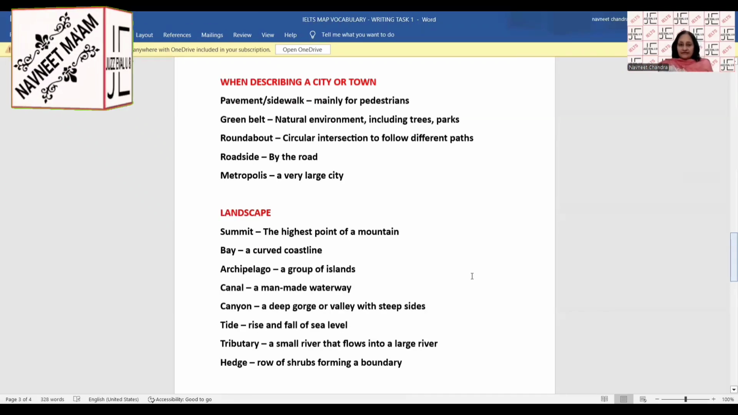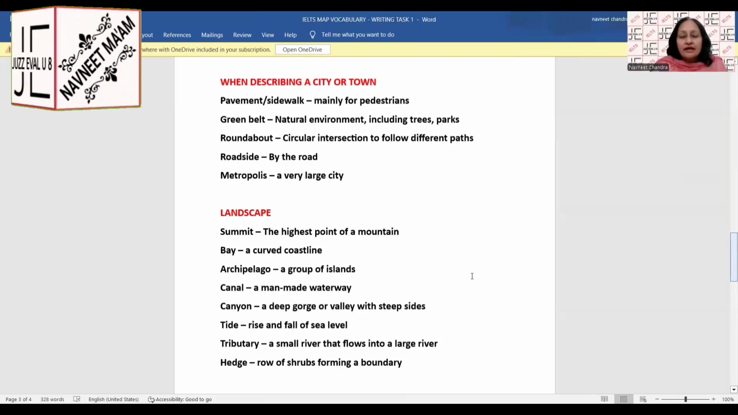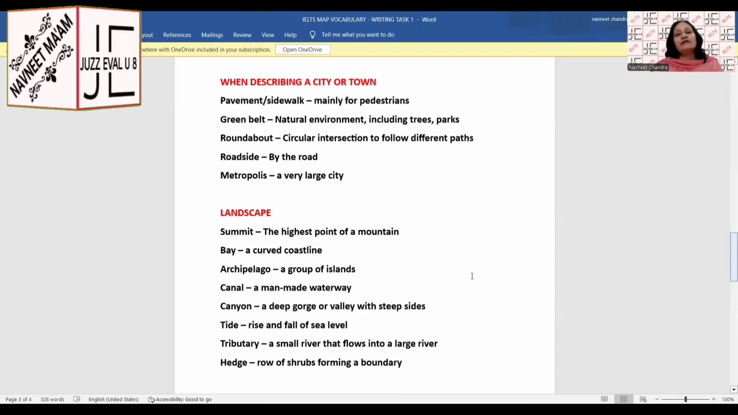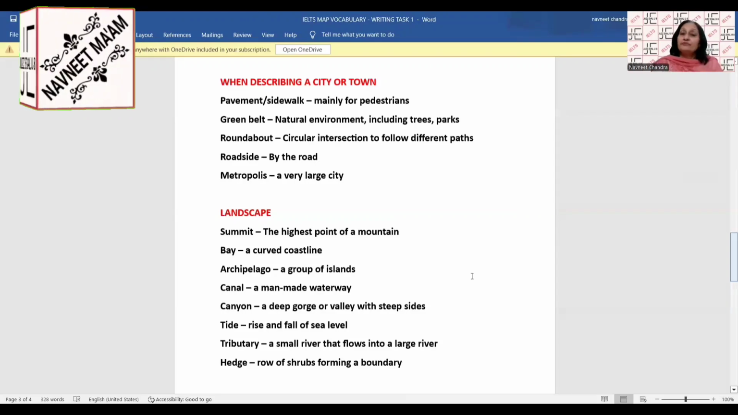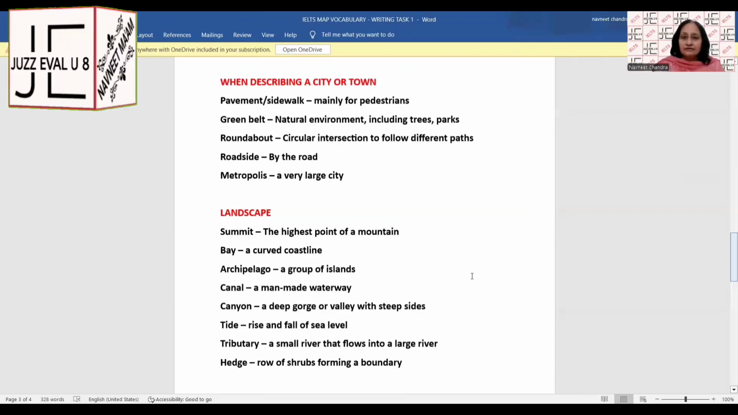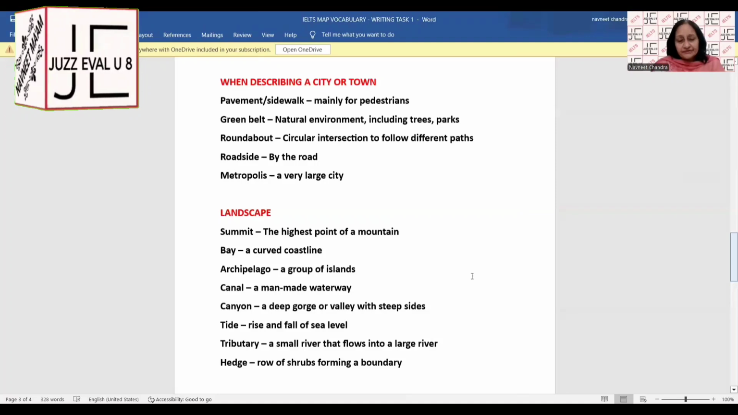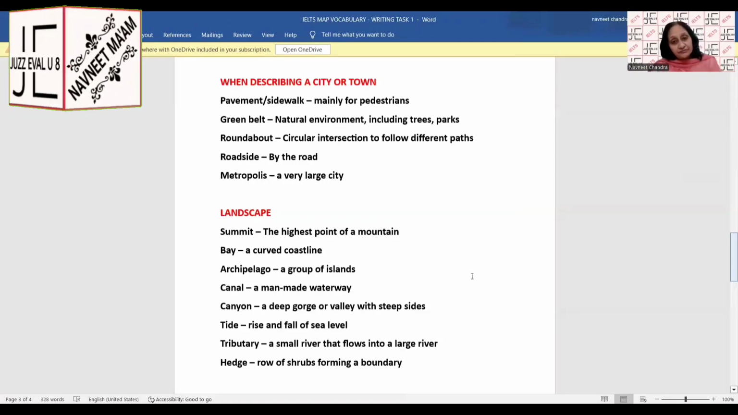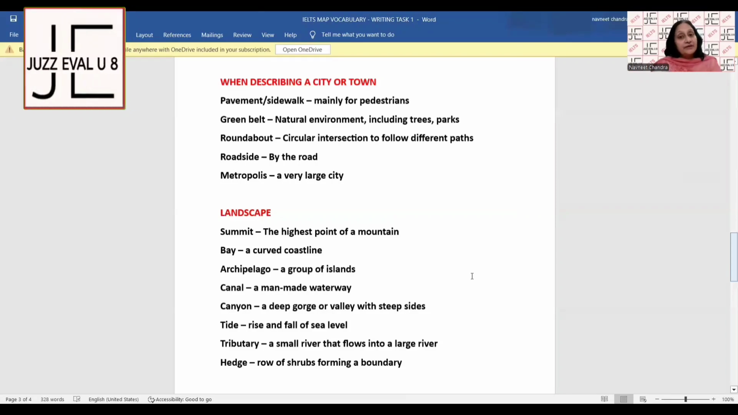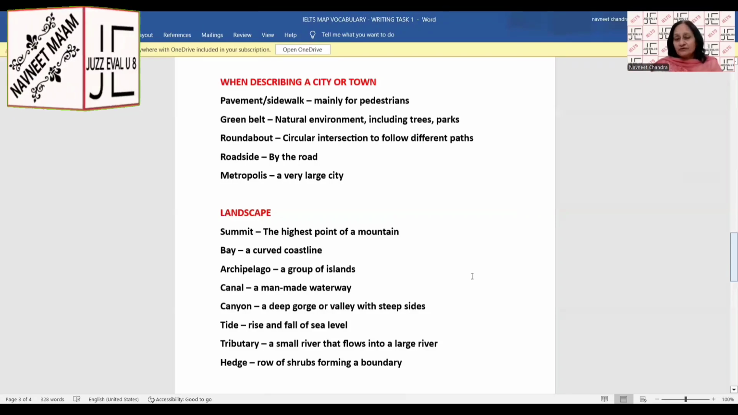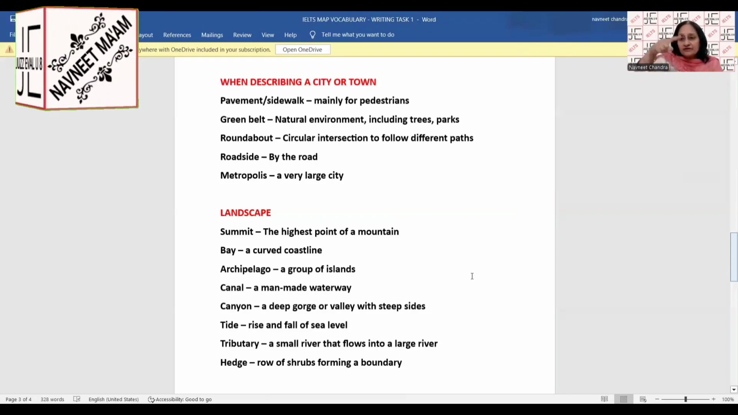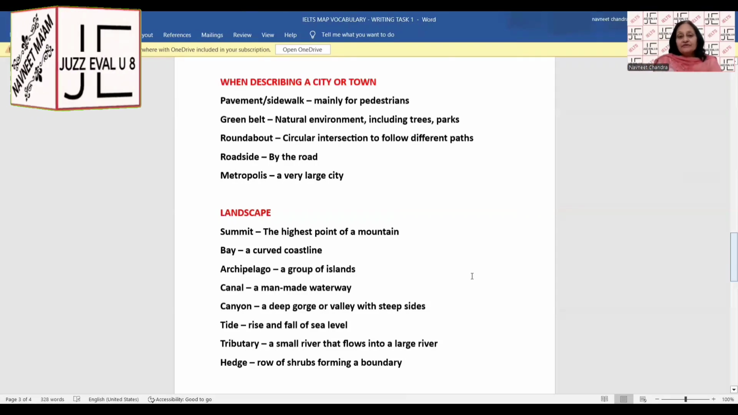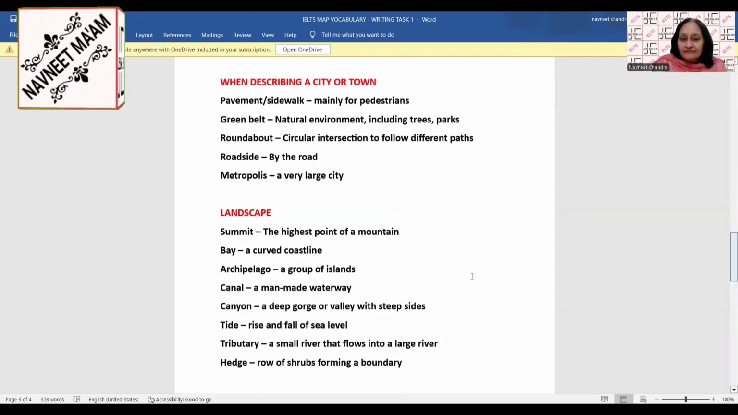What is a landscape? Basically, a map is given, and on that, maybe they're talking about a hill, river, then valleys, different natural contours. So it can be a summit, which is the highest point of a mountain, a bay, like we have the Bay of Bengal. So if you can see in the map, it's curved like this. So it's like a curved coastline. So that's called a bay.